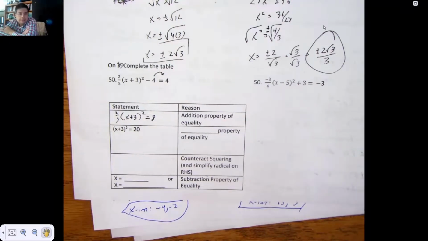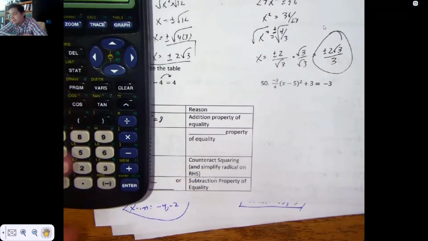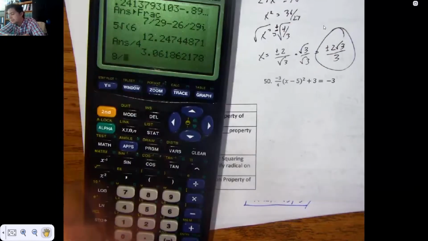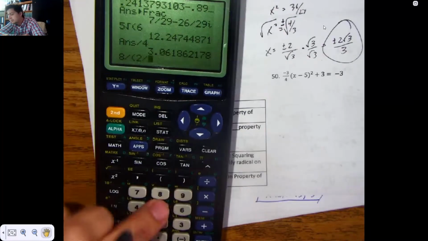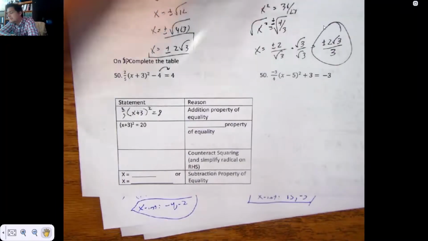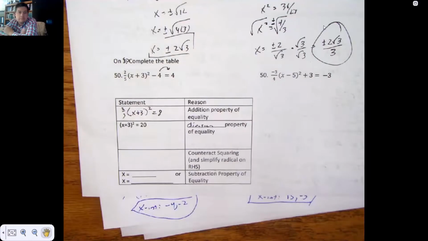And then you can see here that something happened. X plus 3 squared is 20. Well, it turns out if you take an 8 and you divide it by 2/5, you get 20. So it's the division property of equality. That's what happened. Let's see, what's the reason for line 3?